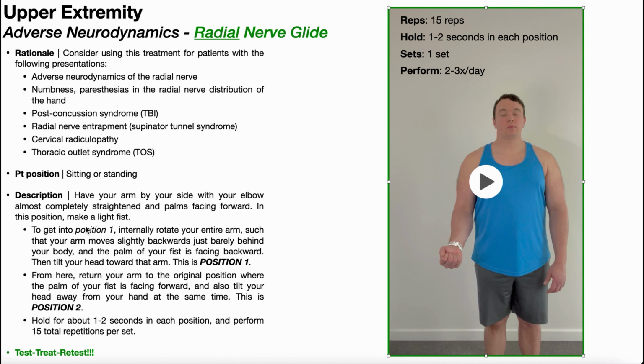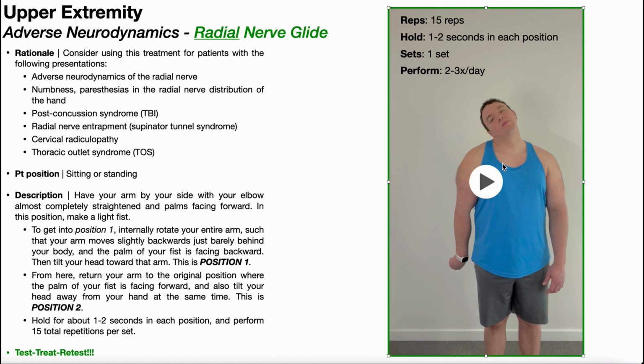Now to get into position one, I'm going to internally rotate my entire arm such that my arm moves slightly backwards, so just barely behind my body, and the palm of my fist is facing backwards. So that'll look like this. So that internal rotation, now my palm is facing backwards. You can kind of see my arm move slightly behind my body into shoulder extension, and you'll also notice that I get a little bit of wrist flexion there. Okay? And then I'm going to tilt my head toward that arm.